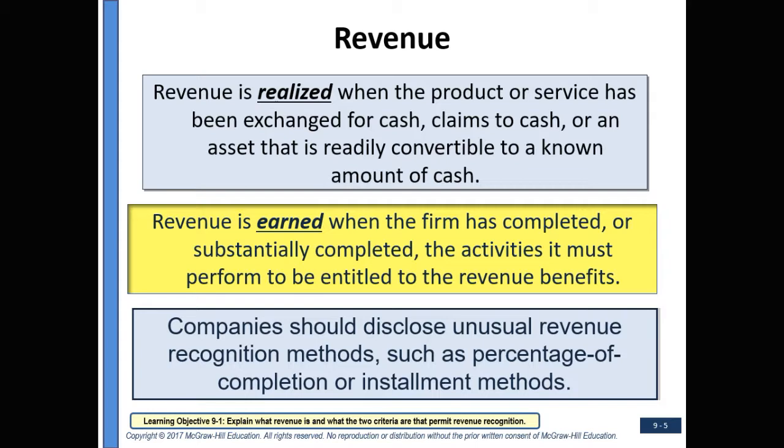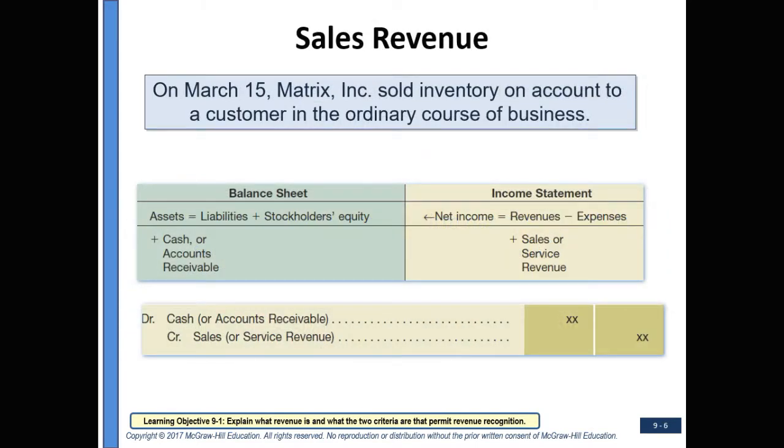So let's take a look at sales revenue. Here we have Matrix Incorporated, who sold inventory on account to a customer in the ordinary course of business. You'll see that they would debit cash or accounts receivable for the amount of that sale.